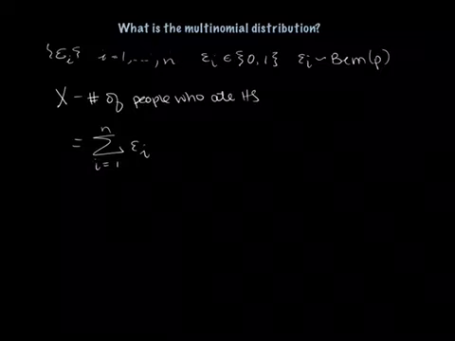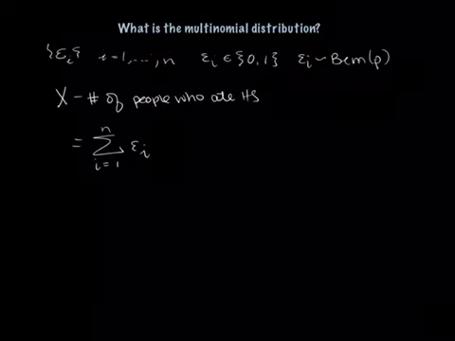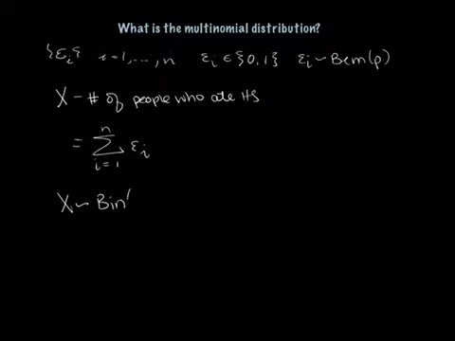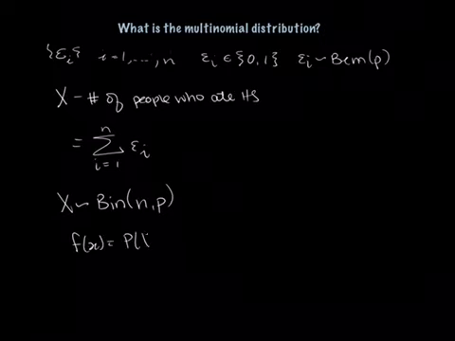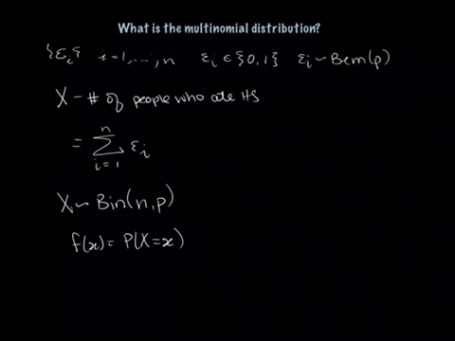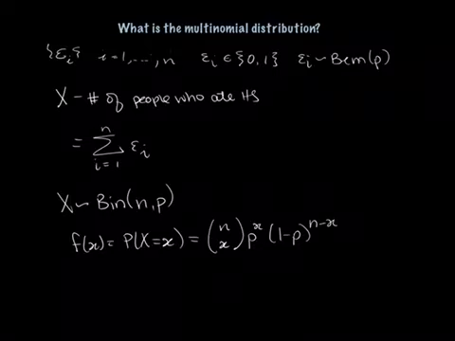Now why is that the case? Because if epsilon i is 0 or 1, then the number of 1s counts the number of people who ate the ham sandwich, and hence the sum of those tells me the number of people. Then we say that x has a binomial distribution with n Bernoulli variables, n trials, with probability of success p. And the PDF of x, or the probability that x is equal to some observed little x, the number of successes, is going to be equal to little n choose x, times p to the x, times 1 minus p to the n minus x.